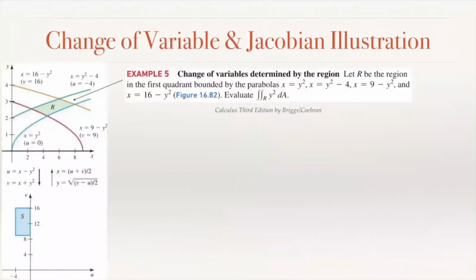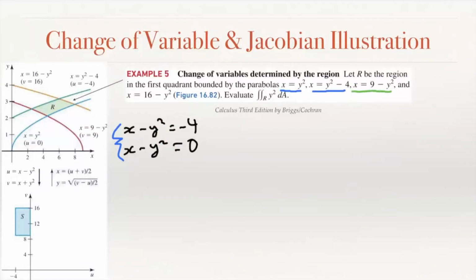And here's an example of a very ugly looking region, but which can be nicely transformed into a rectangle under an appropriate coordinate substitution. Okay, so look here, we have these bounds of x minus y squared is -4, and x minus y squared is 0. All I've done is taken these and rearranged them slightly. It'll help make a point clear. And we also have the bounds of x is 9 minus y squared and x is 16 minus y squared. I'll write these as x plus y squared is 9 and x plus y squared is 16.